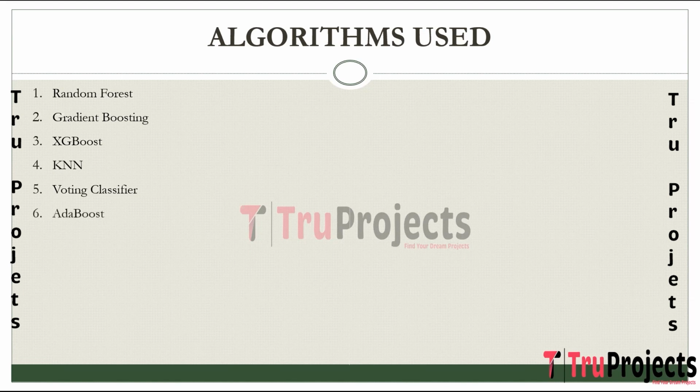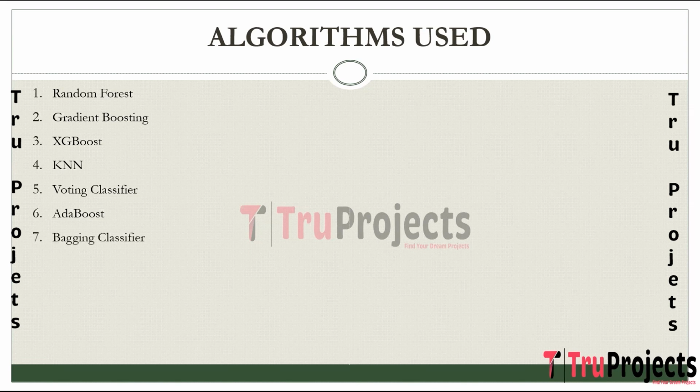Coming to the next algorithm, which is AdaBoost, also called adaptive boosting. It is an ensemble learning method that combines multiple weak classifiers to create a strong classifier. It focuses on instances that are hard to classify and adjusts the weights of incorrectly classified instances to improve performance. AdaBoost is used in the project for its ability to handle complex data sets and improve generalization.